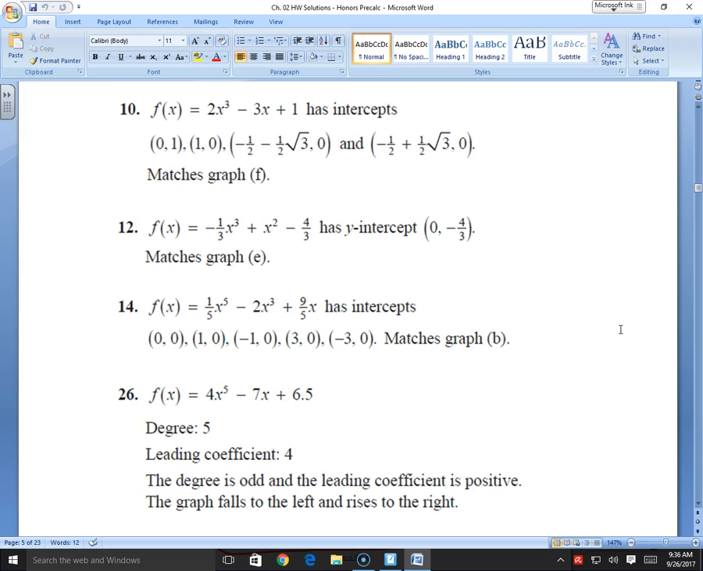So we could say as x approaches negative infinity, f of x approaches negative infinity. As x approaches positive infinity, f of x approaches positive infinity. If you use your snazzy terminology.